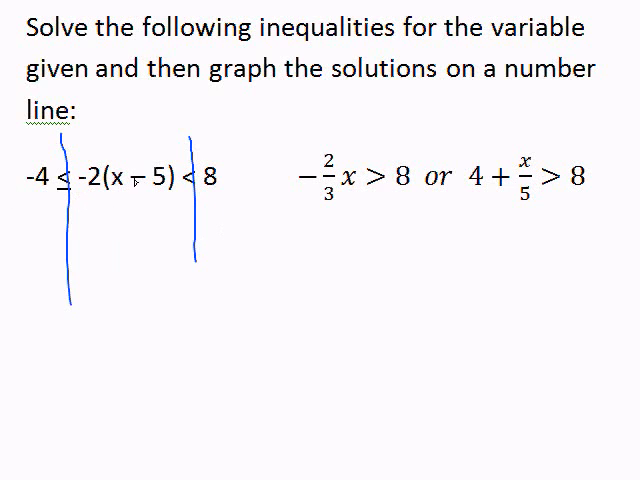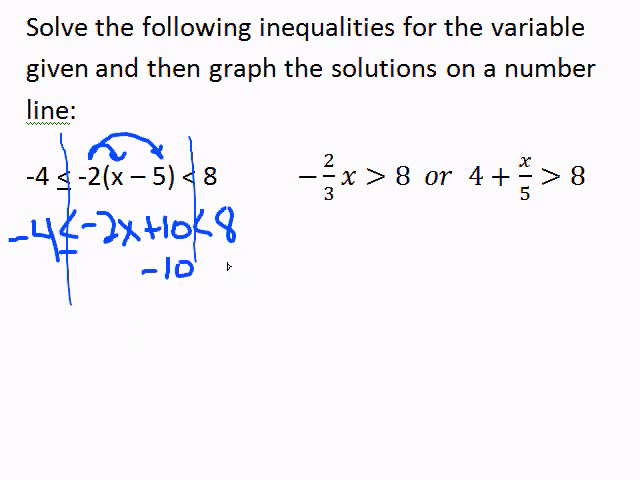Now I've got a negative 2 next to some parentheses. I can either distribute the negative 2, or I can divide all sides by negative 2. Now since it's a whole number, I'm just going to go ahead and distribute that negative 2. That gives me negative 2x. Negative 2 times negative 5 is a positive 10, less than 8, and greater than or equal to negative 4.